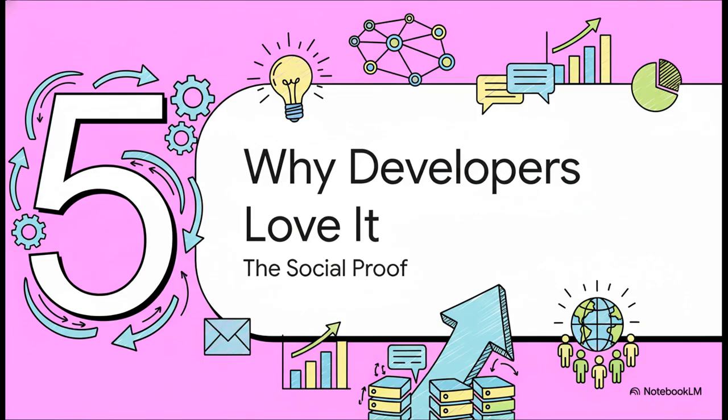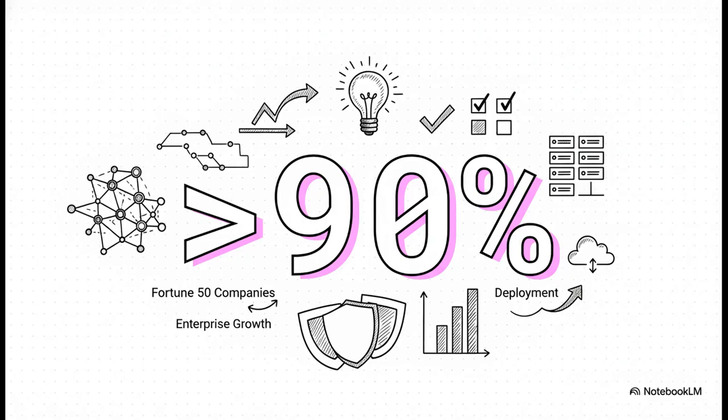So for our last section, let's talk about the impact, right? We've seen how it works, but what's the actual verdict from the people who are using it every day? We're going to look at some social proof and see exactly why developers are falling in love with this tool. Well, for starters, just look at this number. Over 90% of Fortune 500 companies are using Streamlit. This tells you right away this isn't just some fun side project tool. No, it is trusted and it is deployed at the highest levels of enterprise.